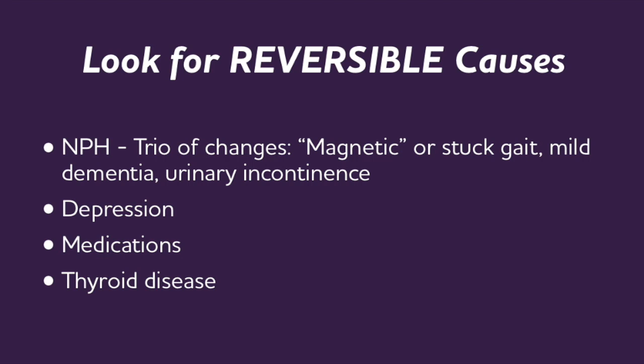As we think about reversible causes, this is really important. The ones you want to make sure you look for are normal pressure hydrocephalus or NPH, depression, medications, and thyroid illness. For NPH, look specifically for gait changes. Typically, a patient's feet will seem stuck to the floor, frozen. Sometimes we call it a magnetic gait. They'll often have poor balance in general. Mild dementia changes and urinary incontinence round out the trio of symptoms that are NPH. For depression, you can use one of the depression scales. We talk about specific medications to look out for in a little bit. Thyroid disease is another of the more common reversible causes.